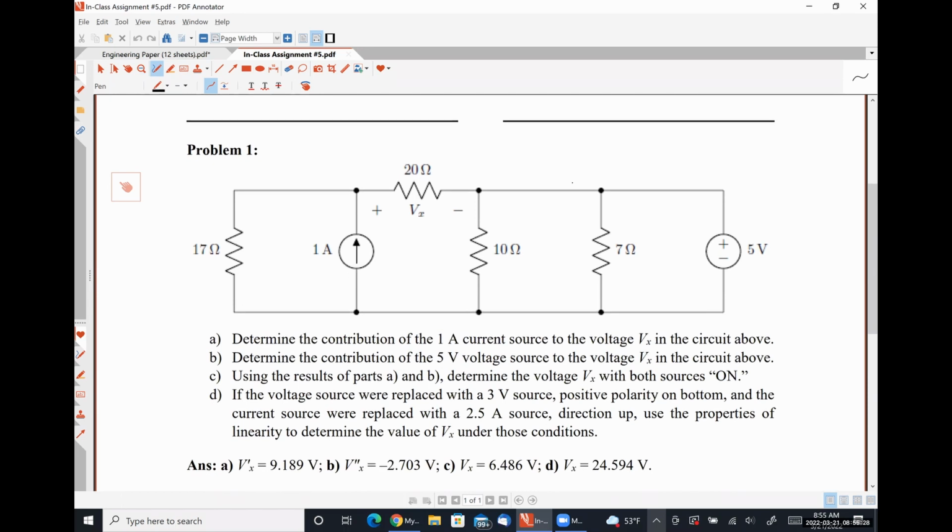So in part A here, when I say determine the contribution of the 1 amp current source to the voltage Vx, what that means specifically is leave the 1 amp current source on and turn the other source off. Similarly, in part B, when I say determine the contribution of the 5-volt voltage source to the voltage Vx, that means leave the 5-volt source on, turn the current source off. Part C, add the results of parts A and B together.